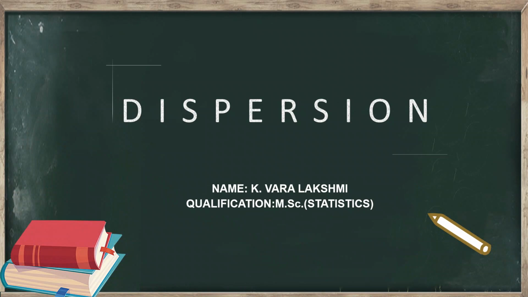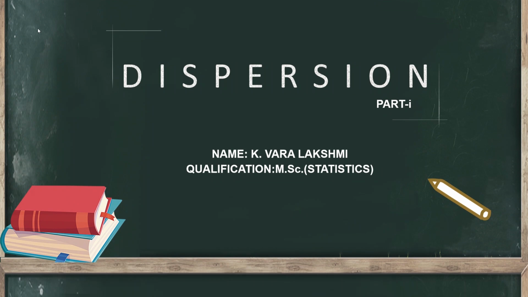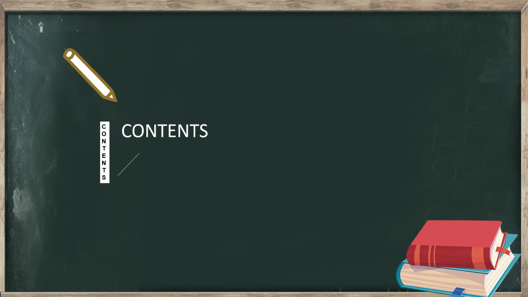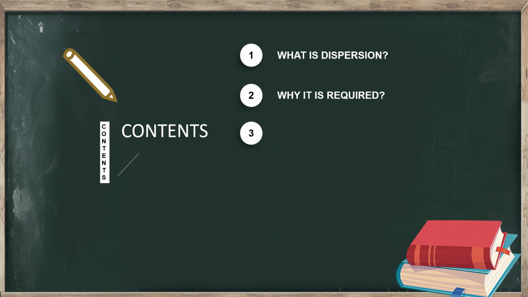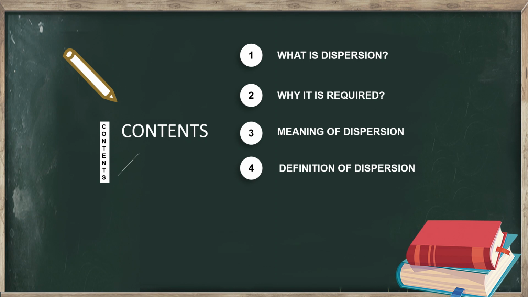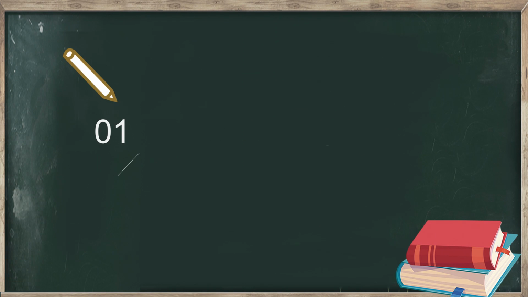In the last video, we covered central tendency concepts such as geometric mean, harmonic mean, median and mode. The focus of this video is to provide an overview of the most common measures of dispersion. Let's start off with the session. Contents we are going to know about are what is dispersion, why it is required, meaning, definition and measures of dispersion. Let's see what is dispersion.